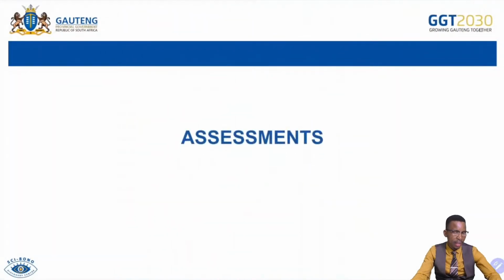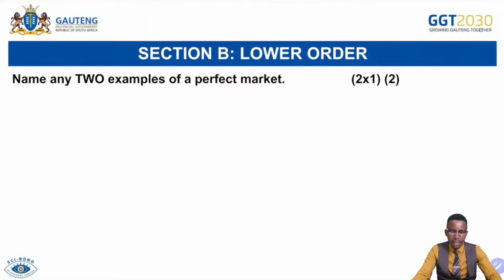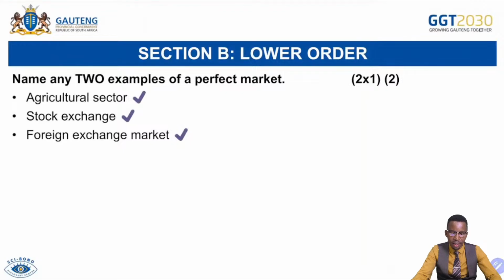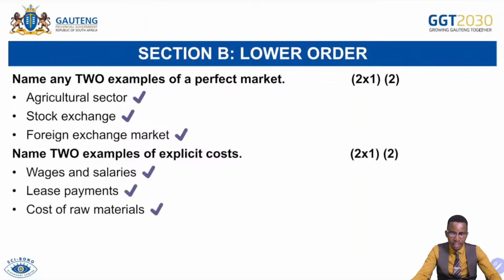And then we have an assessment. Well, the lesson is almost over. I'll be quick. Name any 2 examples of a perfect market: the agricultural sector, the stock exchange, the foreign exchange market, etc. And then name 2 examples of explicit cost. We check wages and salaries, then lease payments, and then the cost of raw materials.